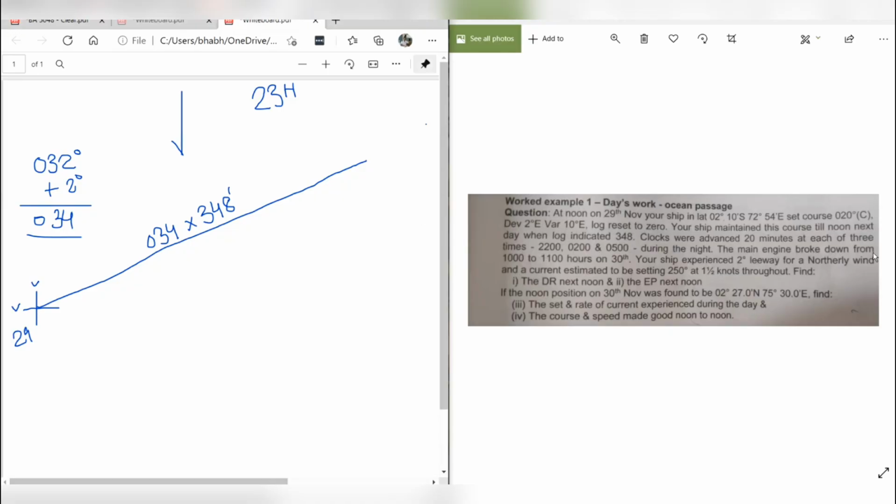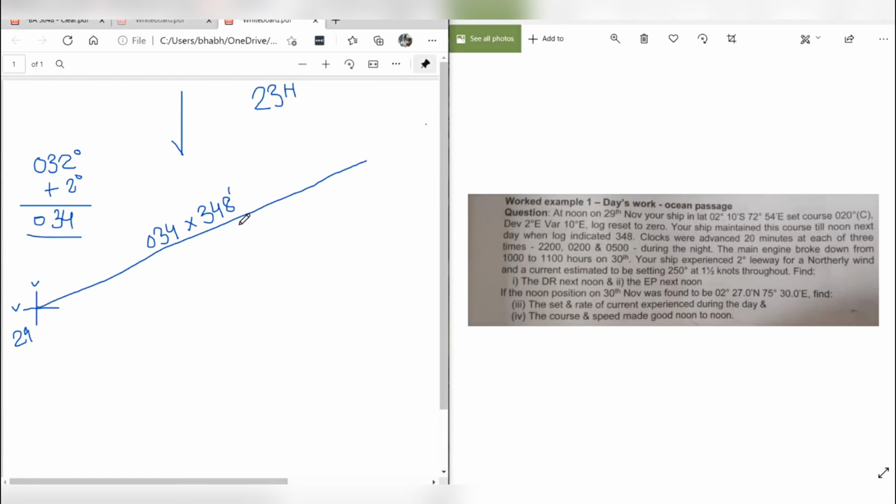Okay. The main engine broke down from 1000 hours to 1100 hours on the 30th. So because of this breakdown, beta, any effect is going to come on the distance, 348 miles? No, sir.